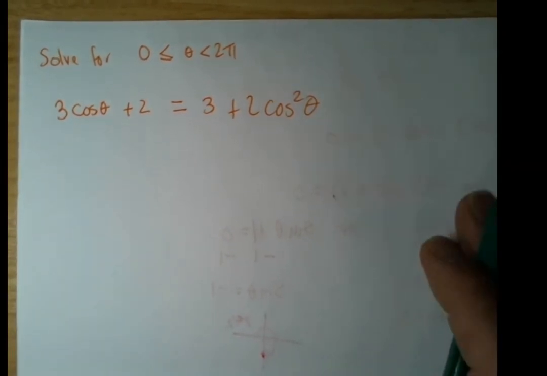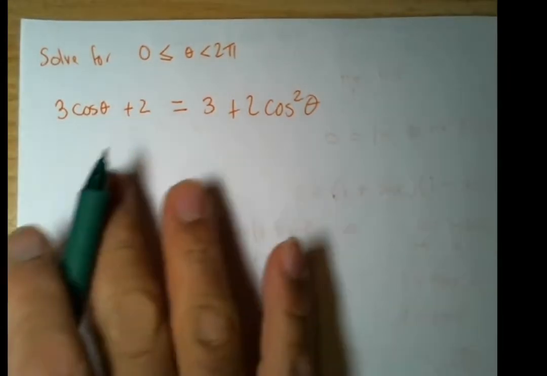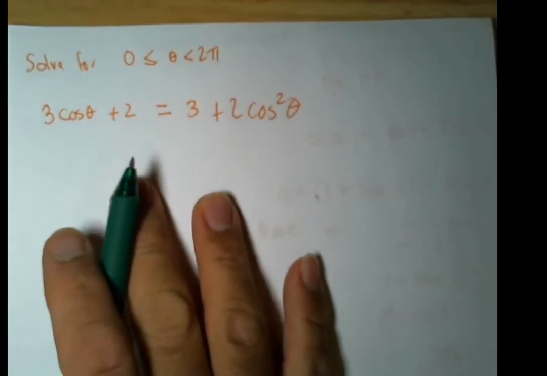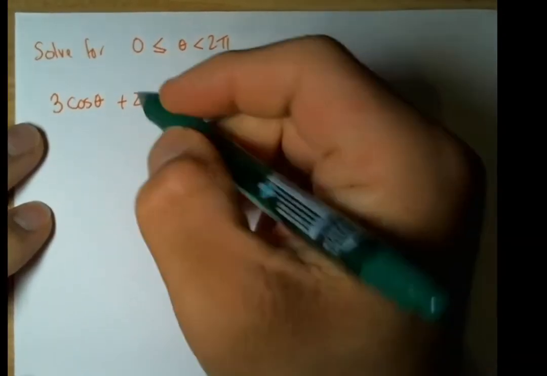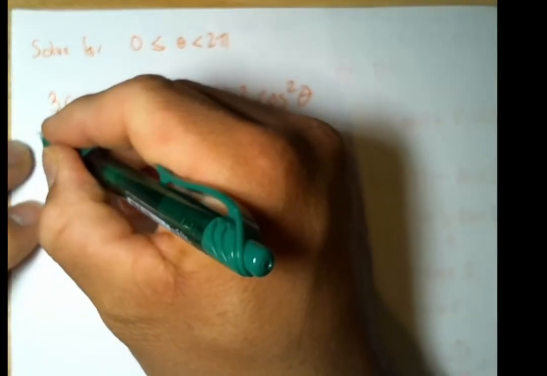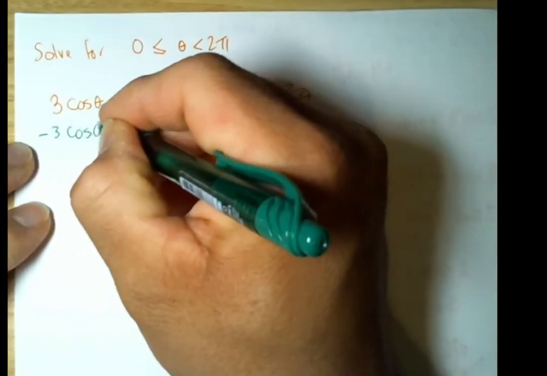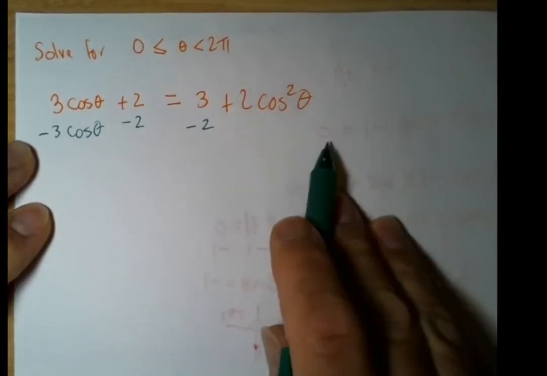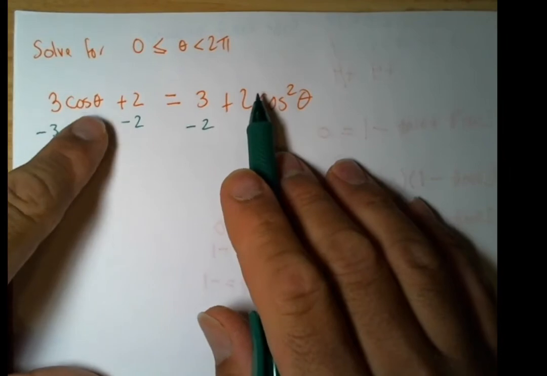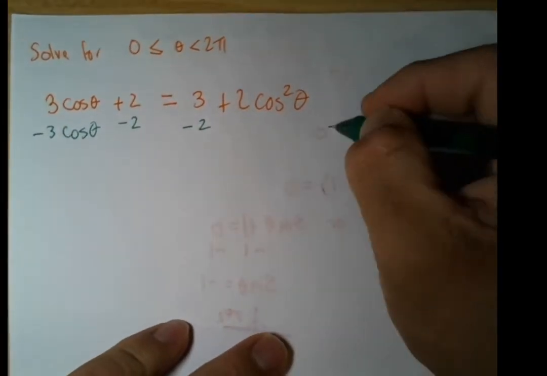Okay, so again, before I move any further, before I even think about factoring, I want to make sure that this is set equal to 0. So I'll start by subtracting 2 from both sides and subtracting 3 cosine theta from both sides. There's no like term with the cosine theta. Remember, cosine squared theta is not a like term with cosine theta. So I'll just write it here at the end.